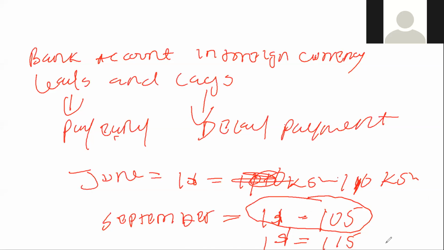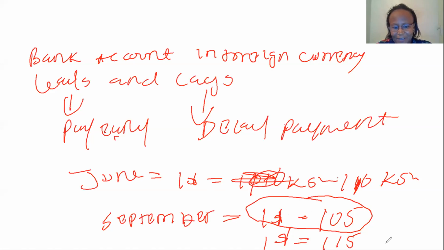Do you delay payment or pay early? You delay payment, hoping that the rate will go to 105. Even if you were to pay in August and you see that by September the rates are likely to go to 105 from 110, you delay the payment. That is what we call lags.